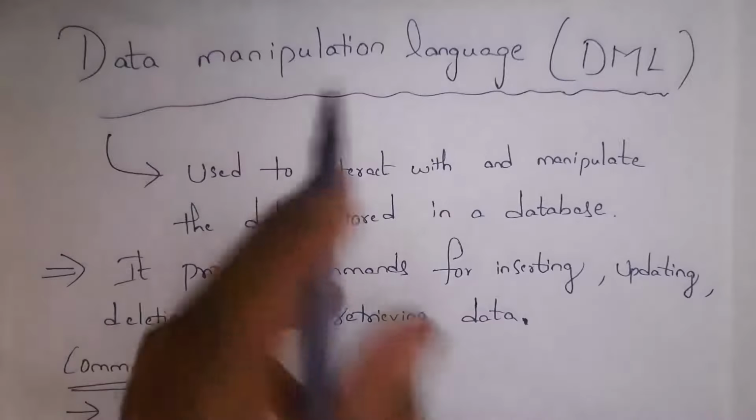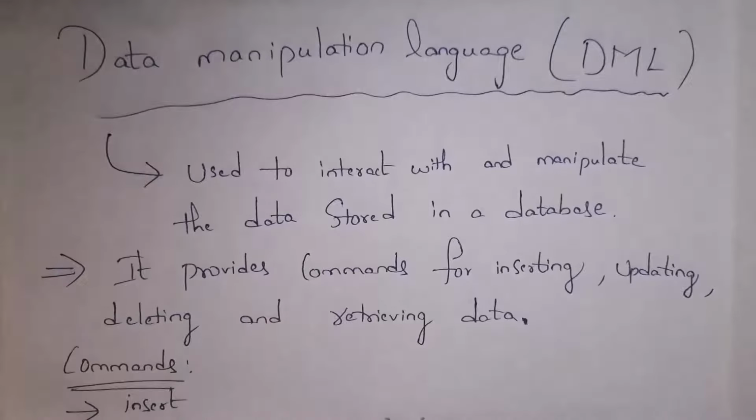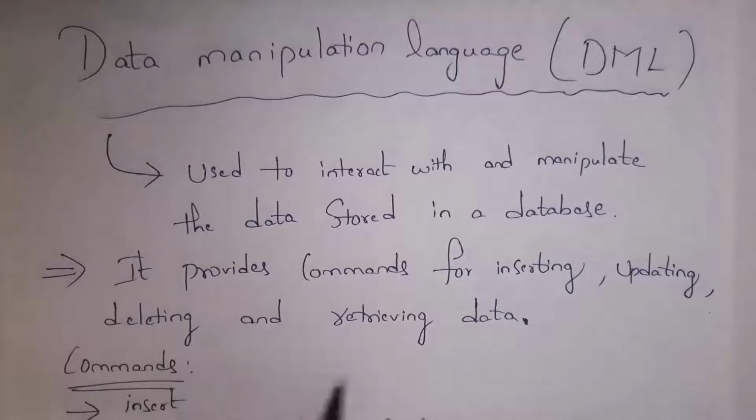Guys, normally by using data definition language, we can only define the structure of the database. That is nothing but creating databases, tables and columns. But we cannot insert or update or delete data by using data definition language. So in order to insert, update, delete or retrieve data, we need to use data manipulation language. By using data manipulation language, we can perform various operations on the data which is present in my table. We can interact with and manipulate the data which is stored in the database. We can perform various operations like inserting, updating, deleting and retrieving data.